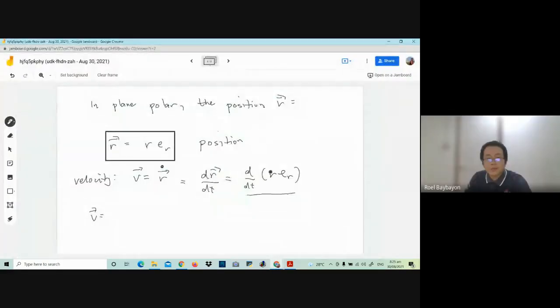What is the time derivative of r e_r? It has two terms. We are using the product rule. What is the derivative of r e_r?